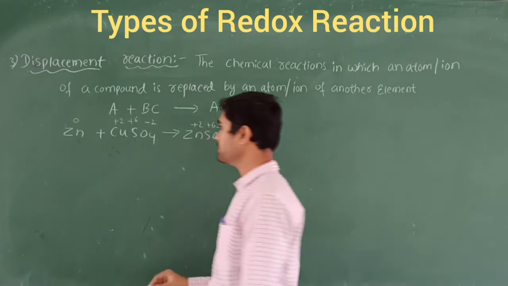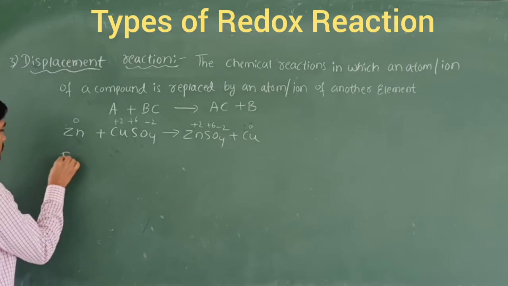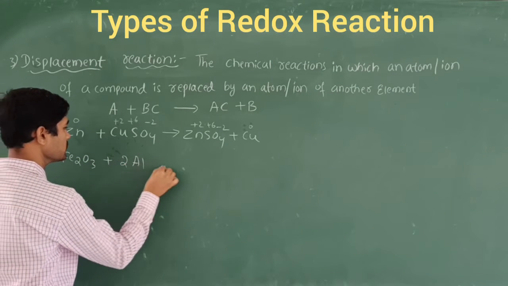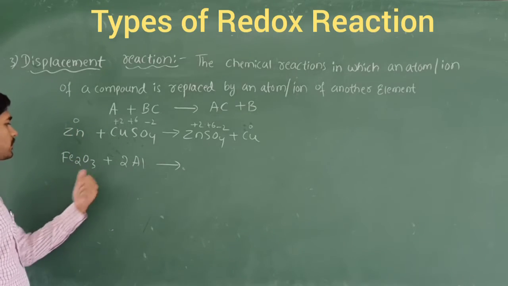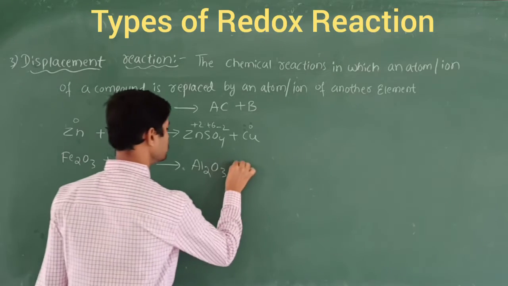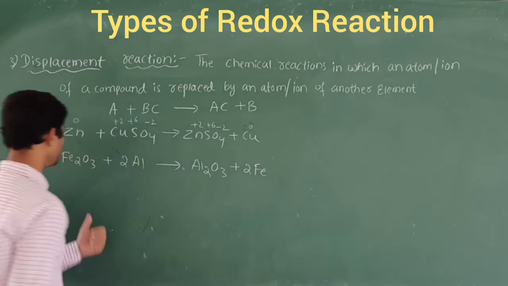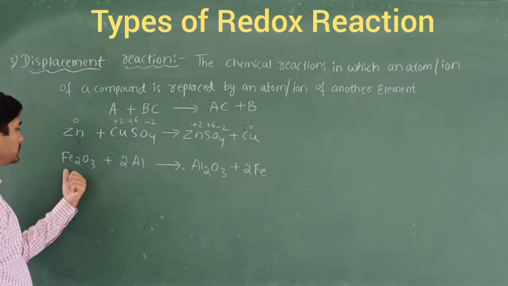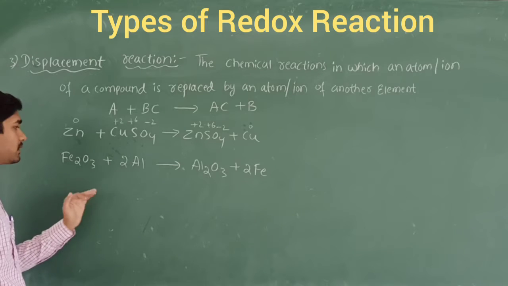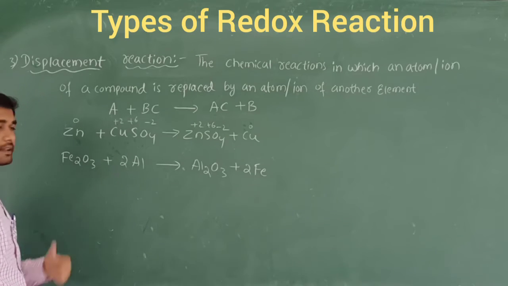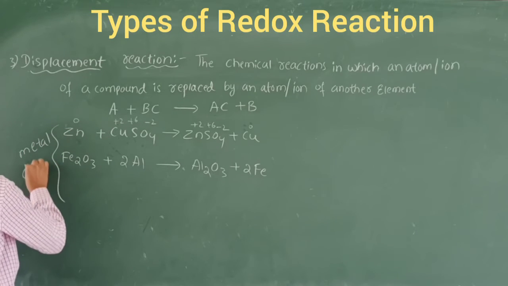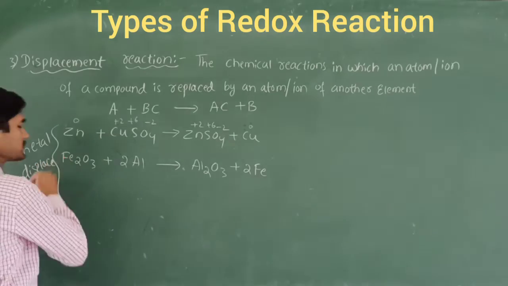Let's take one more example. Fe2O3 plus 2 aluminium. What is the form here? Once again, we obtain aluminium oxide, Al2O3, plus 2Fe. Here the metal aluminium displaces the metal iron from Fe2O3. Because both are metals, this type of reaction also comes under the metal displacement reaction.